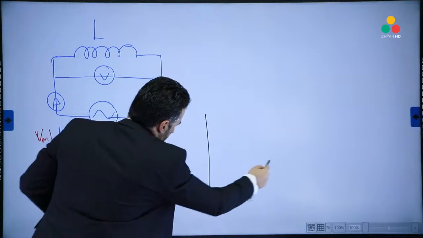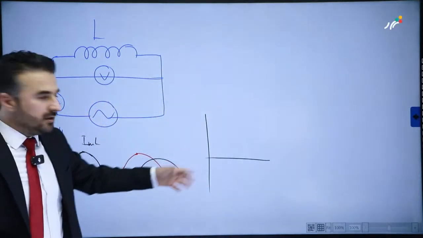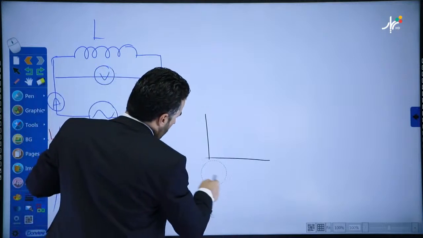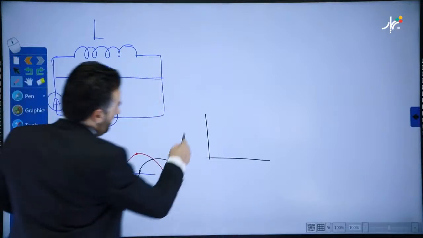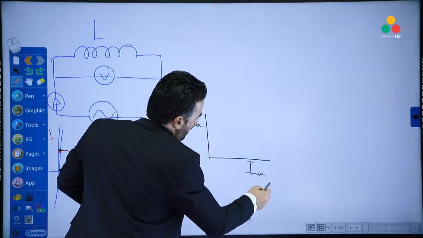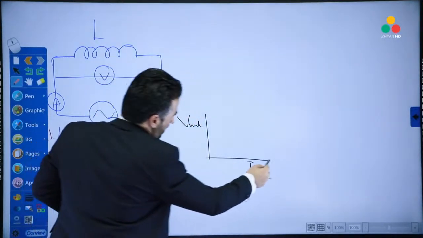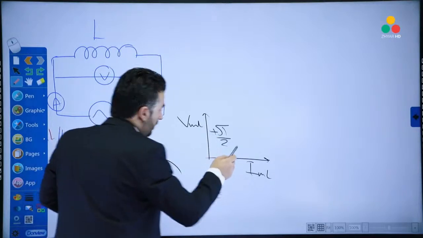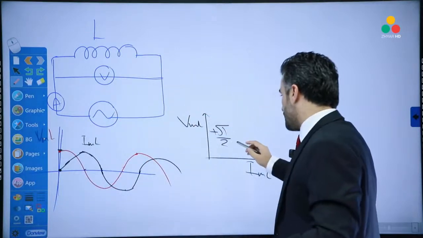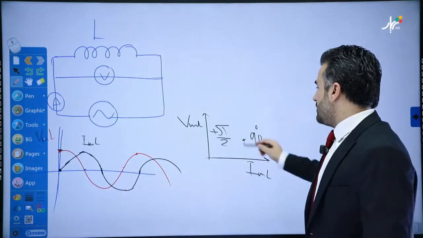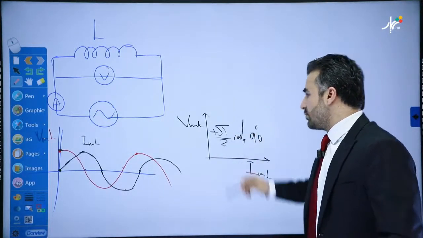And based on this, what can we say about the angle between the two? Let's say this is the maximum voltage on the inductor, and this is the maximum current on the inductor. The angle between the two, we can say, is basically positive pi over 2, that is if you go by radian. And we can also say 90 degrees if we go by degrees.